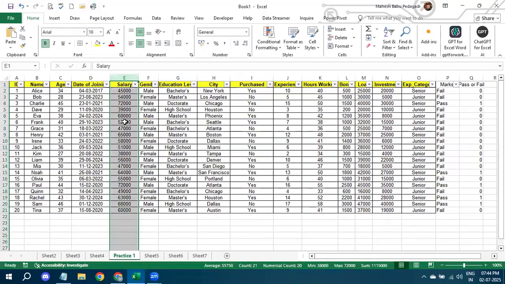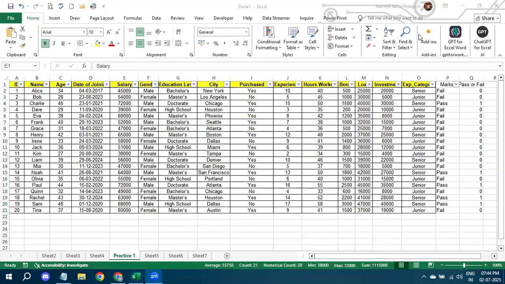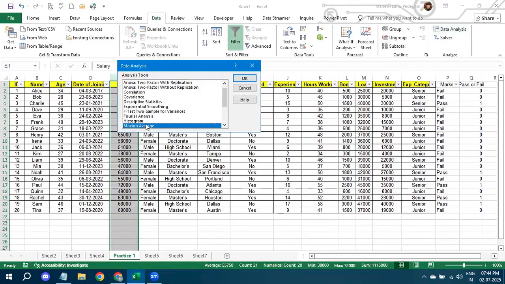For an individual column we can do descriptive statistics. For overall data, can I do it? No, not on overall data. For one individual column, I can go to Data, Descriptive statistics, and perform it. For overall data, I cannot perform it.